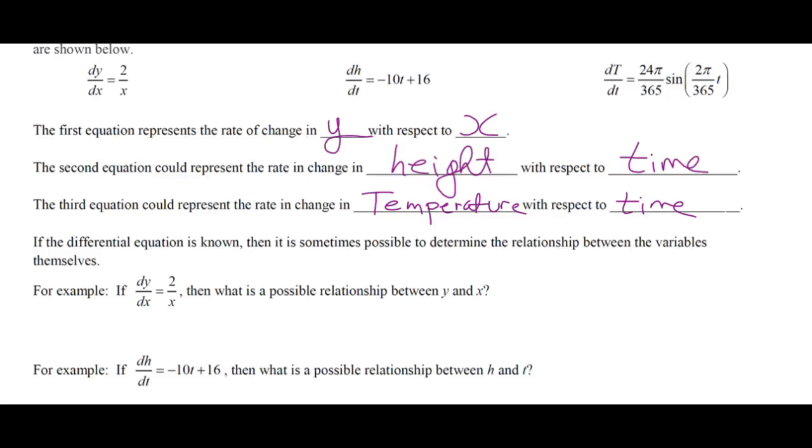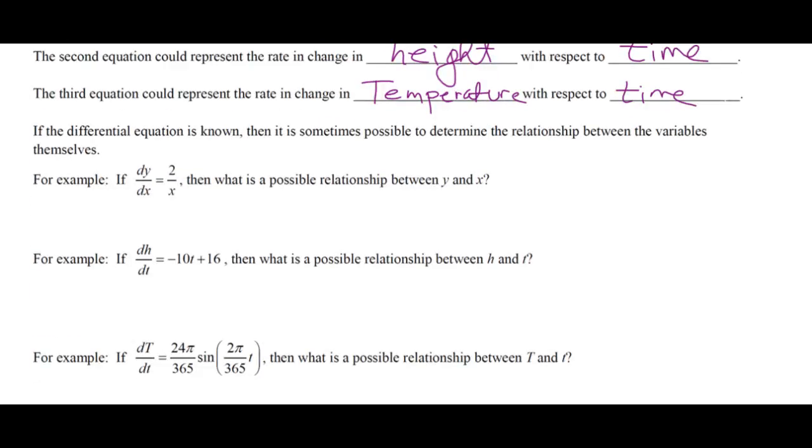If the differential equation is known, then it is sometimes possible to determine the relationships between the variables themselves. For example, if dy/dx is 2 over x, then what's a possible relationship between y and x? We know y prime is 2 over x, so what's y? 2 ln x, plus what? Plus c.